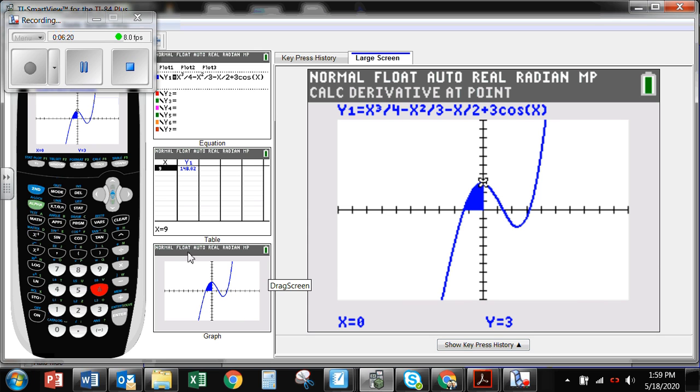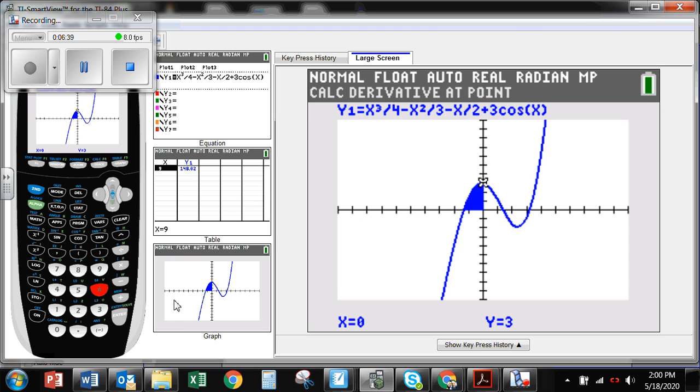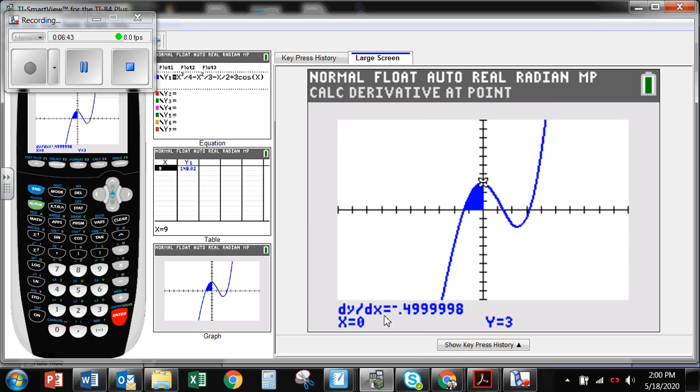Now I'm at (0, 3). I think if I hit enter, it should give me negative 0.5, negative 1 half. That's good practice too, seeing that the calculator is not always going to be exact. Let me try that again and just put in what the 0 is, so the derivative at x equals 0, and then hit enter. Okay, it gives me the same thing. So a couple different ways of finding that, but it is negative 1 half.